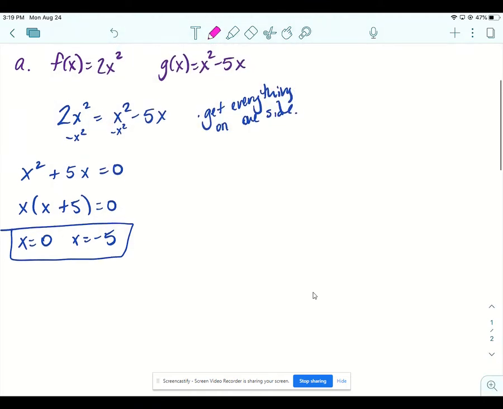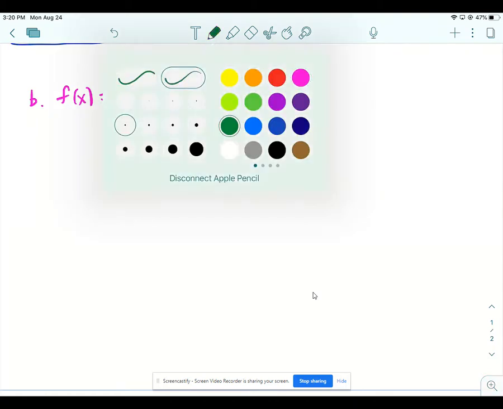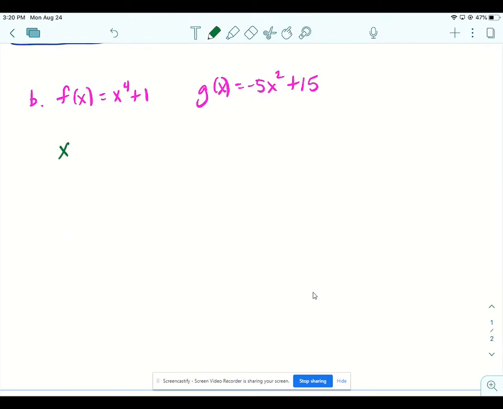Alright, so let's do another one of those. So for b, we want to find when f of x equals g of x. f of x is x to the fourth plus 1, and g of x is negative 5x squared plus 15. Alright, so we are going to set those equal. So x to the fourth plus 1 equals negative 5x squared plus 15.